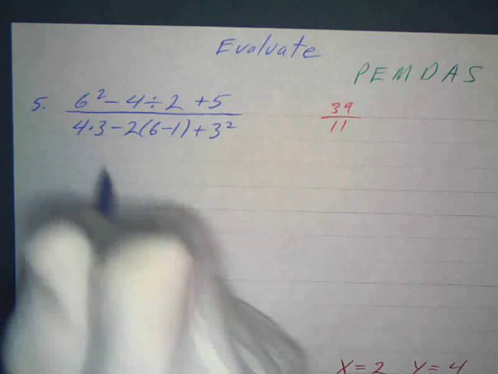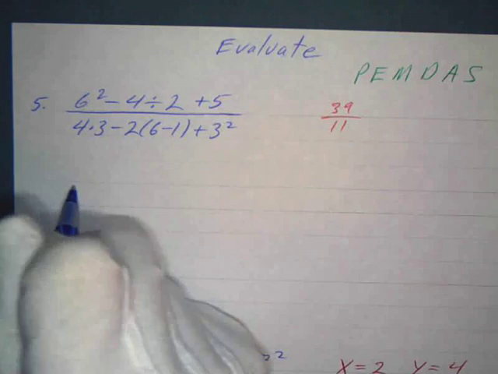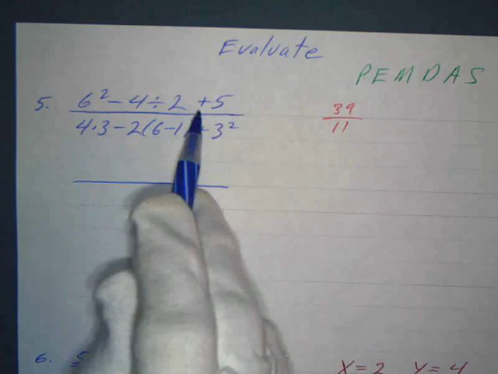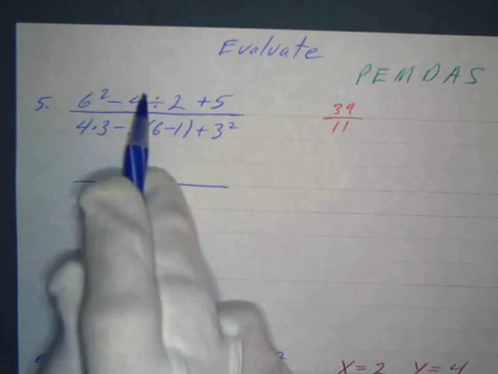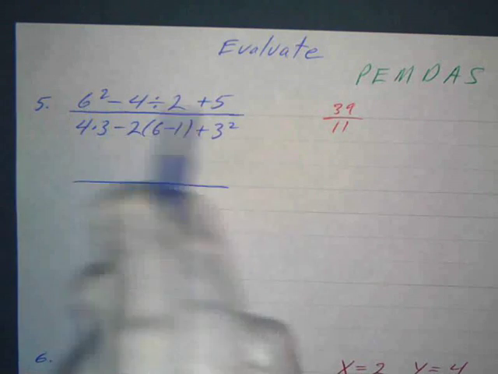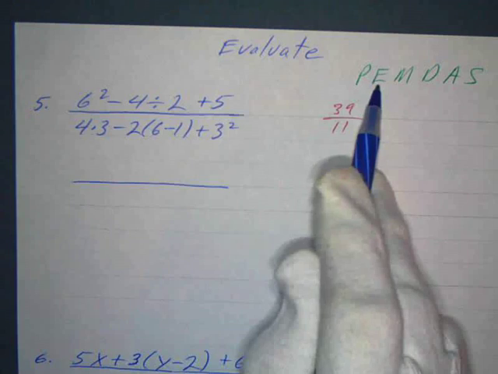So first of all, the fraction bar is a grouping sign, so I'm trying to get one number in the top, one number in the bottom. So I'll apply PEMDAS to each of these. You can work on the top and the bottom independently. You don't have to do everything in the same order. So in the top, I don't have any parentheses, so the first thing I'm going to do will be exponents.